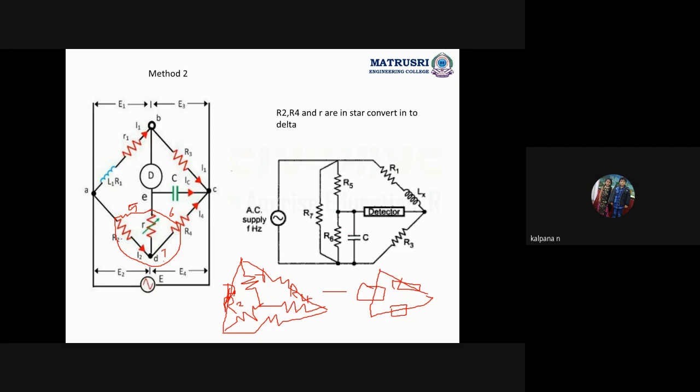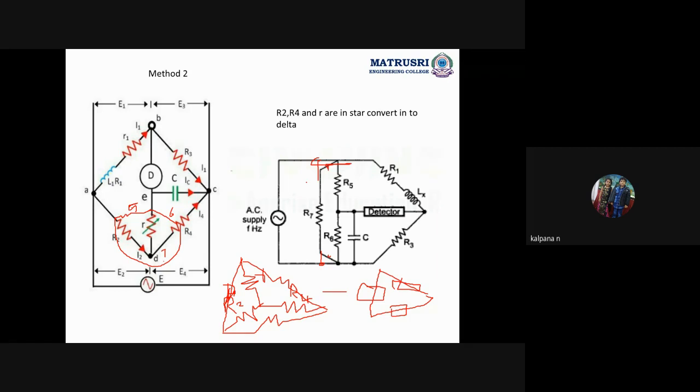R7 is between R2 and R4. So R2 into R4 plus R2 into r plus R4 into r, divided by the opposite resistance, which is r. So these are the values for R5, R6, R7. And now see, this R7 is in parallel with the supply. Like this also we can draw. Remove this connection and give the connection here. Then is there any difference? No difference. So R7 is in parallel with the supply.